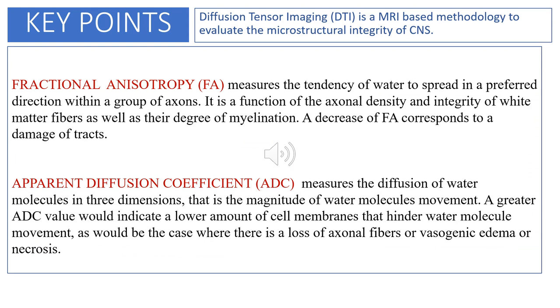There are two main points that we have to keep in mind about DTI. The first one is the fractional anisotropy. This parameter measures the tendency of water to spread in a preferred direction within a group of axons. Then, it is a function of the axonal density and integrity of white matter fibers. A decrease of fractional anisotropy, FA, corresponds to a damage of tracts.